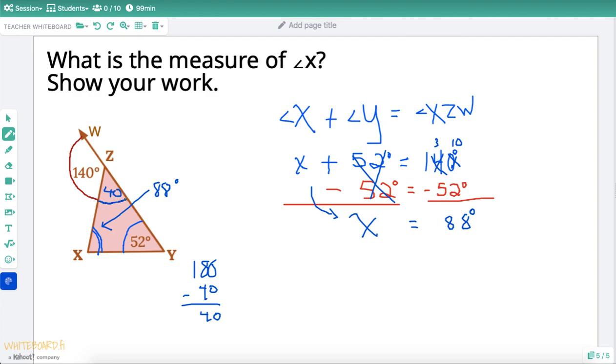So as I said, it has to have a different number of arches. That's now different than the other two. So that's 40, this is 88, and this is 52. I've determined all three, although I only need x. So my answer is right here, and now I'm going to highlight that. X is 88 degrees. So that is how you solve problems that involve the exterior angle.